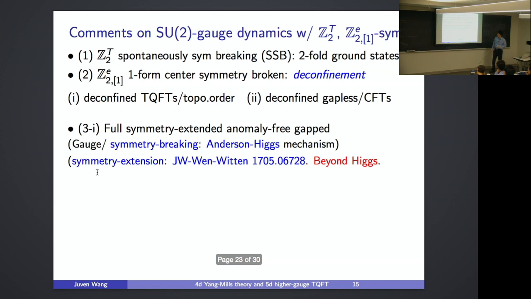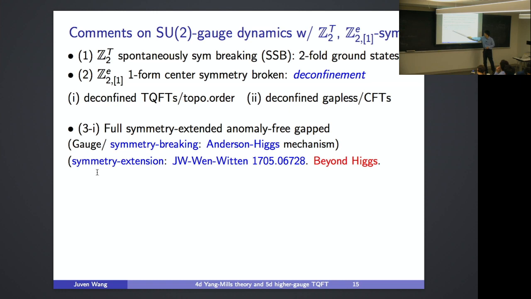So what's the constraint? There are several possibilities. Standard lore tells us that the Z2 time reversal is spontaneously broken. We also can have one-form symmetry breaking, which is deconfinement, like a deconfined TQFT or CFT. We can also have a construction of full symmetry extension, not only through a gapped phase. These are beyond the Higgs mechanism. We have a massive symmetry extension.